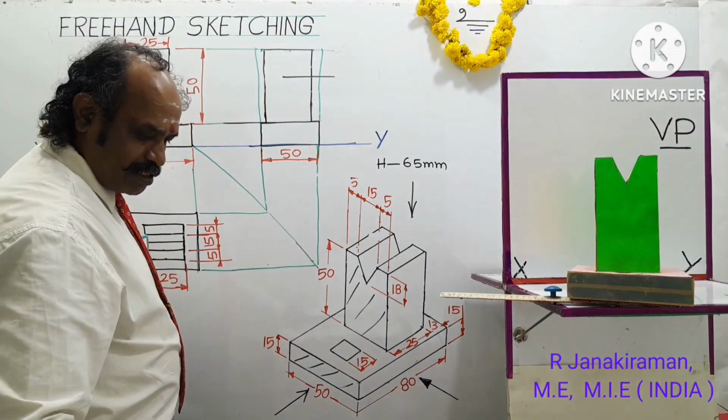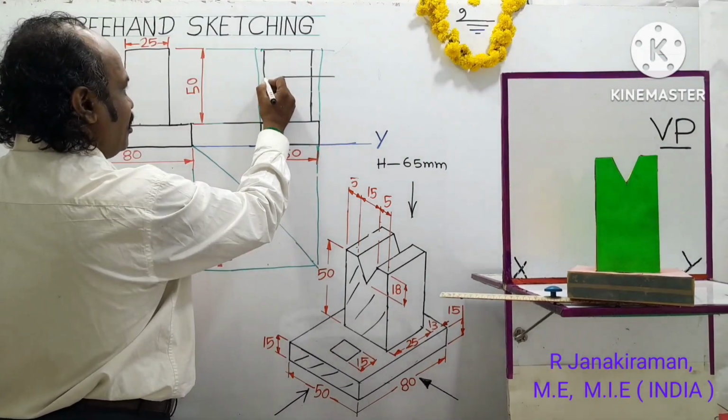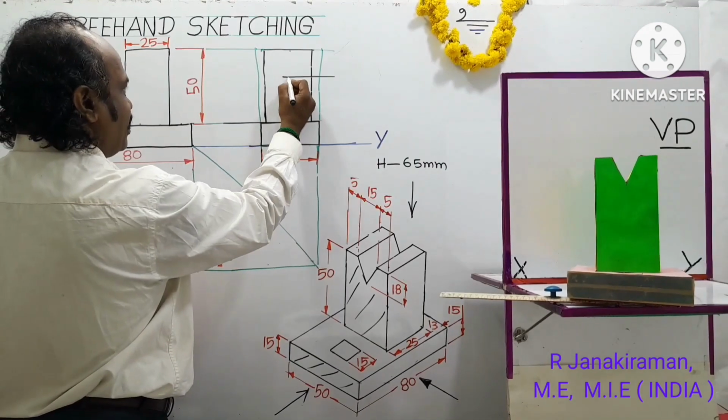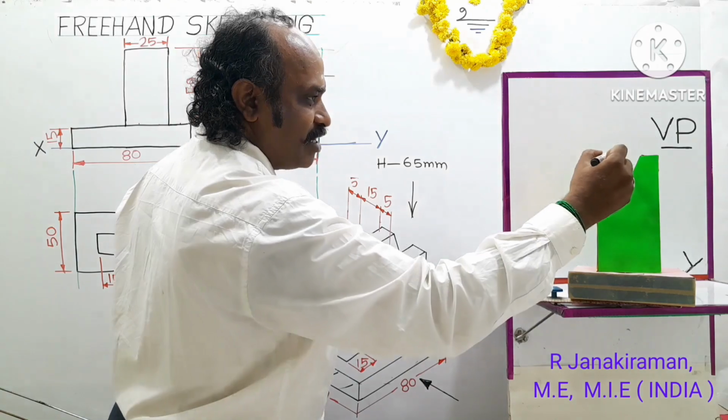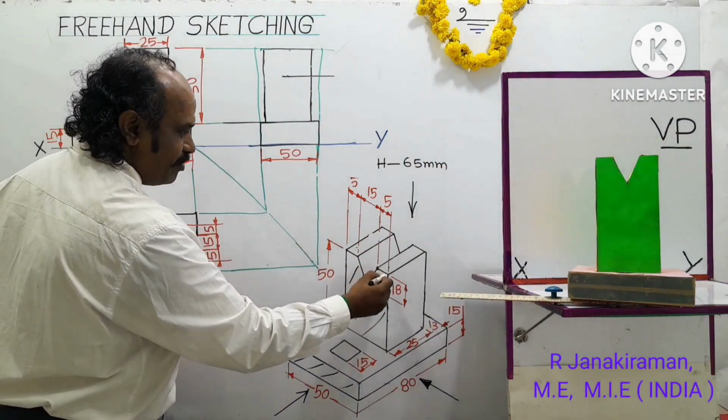Draw a dimension line. Locate the center along the 25. This is 25. Locate the center. Then the top land is given as 5 mm, on the right side and left side also 5 mm. This is that size: 5 mm, 5 mm.